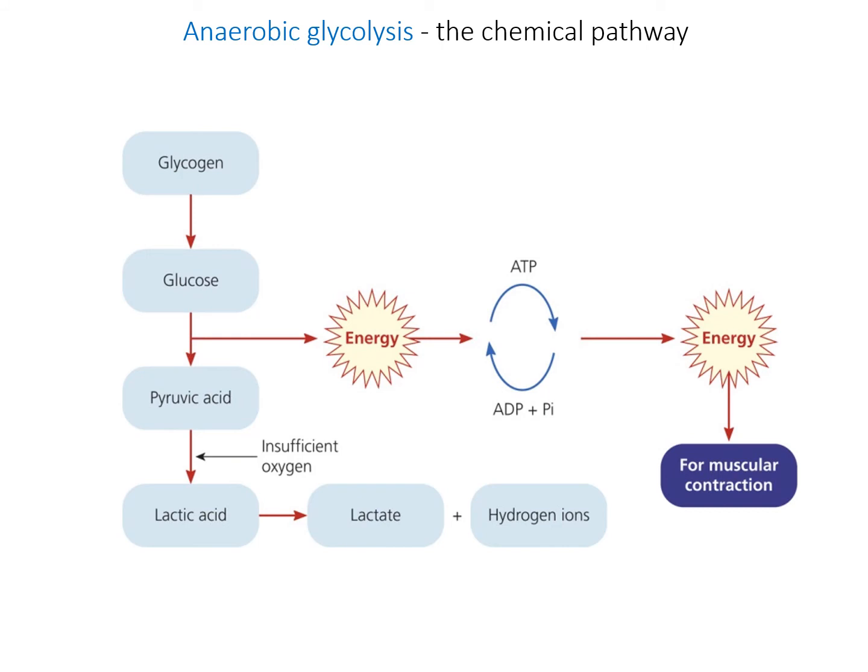The byproducts of the anaerobic glycolysis system are pyruvic acid. Now, we don't use oxygen to break that down in the anaerobic glycolysis system, but if in the aerobic system we have oxygen to break that down, something else happens. So without oxygen, which is what anaerobic means, pyruvic acid converts to lactic acid, which splits into lactate and hydrogen ions.